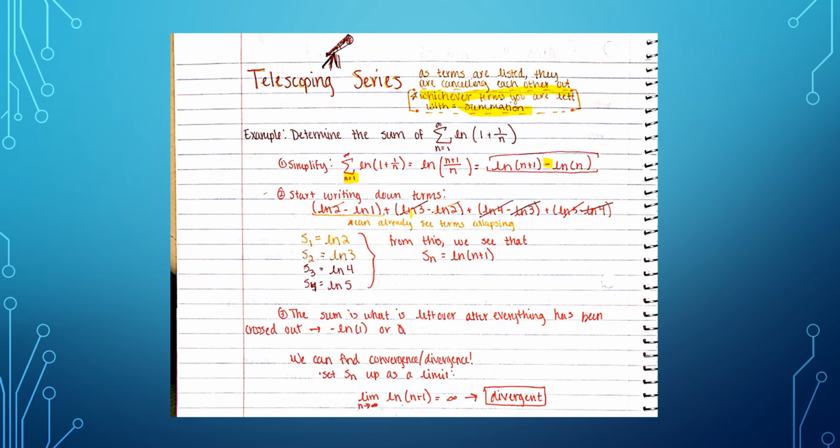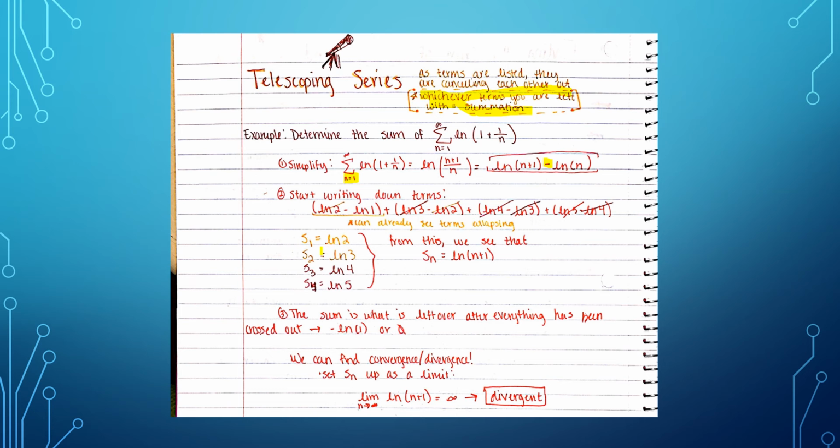We add this to our second term. When we plug in n equals 2, we get ln 3 minus ln 2. And then we add that to our third term. When we plug in n equals 3, we get ln 4 minus ln 3. And then for our fourth term, we get ln 5 minus ln 4. So we can already see that the terms are collapsing.